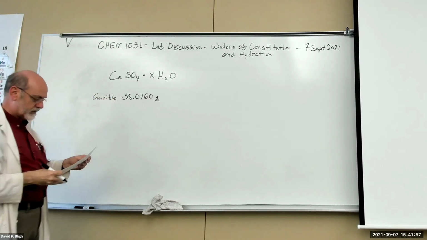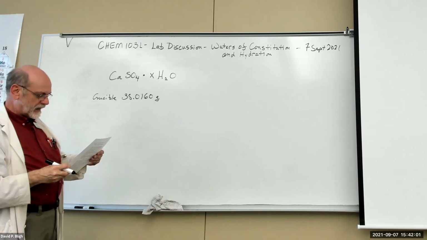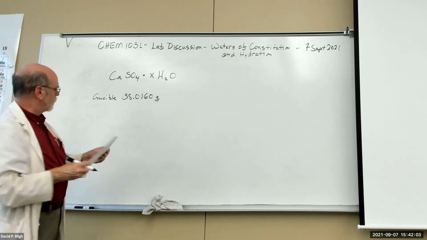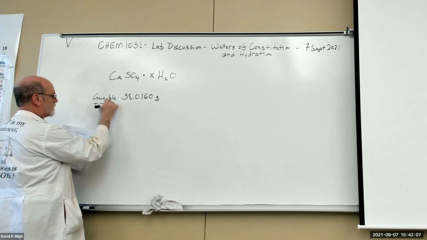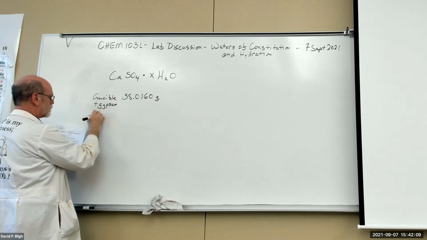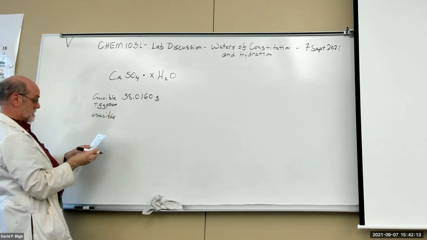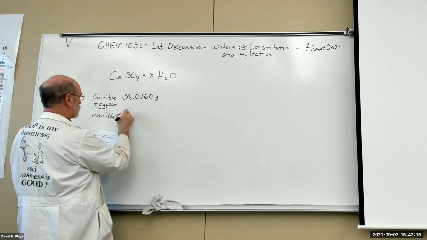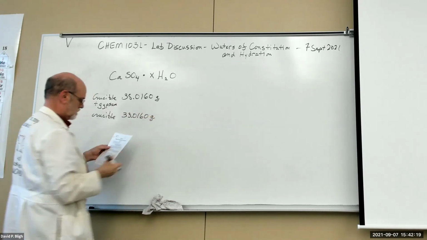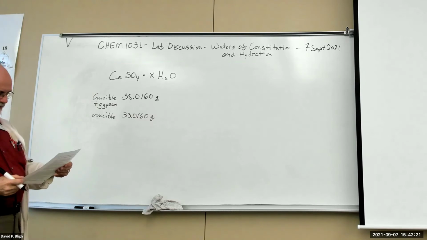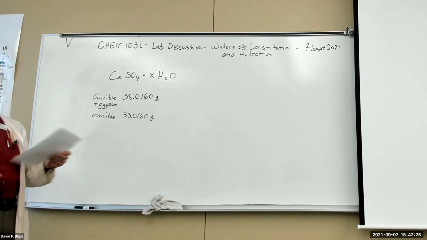And we heat it up. Oh no, this is the crucible plus gypsum. And the crucible weighs 33.0160 grams. How convenient. Somebody must have made this one up. That'll never happen.